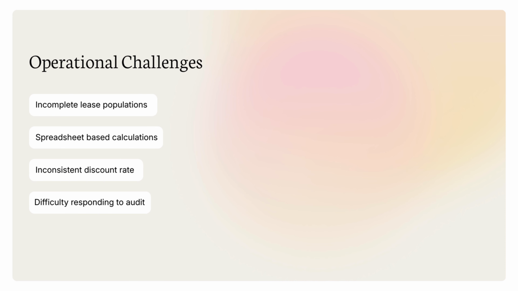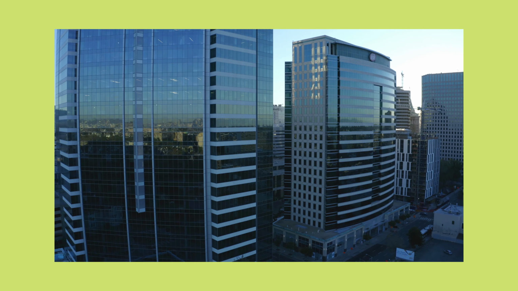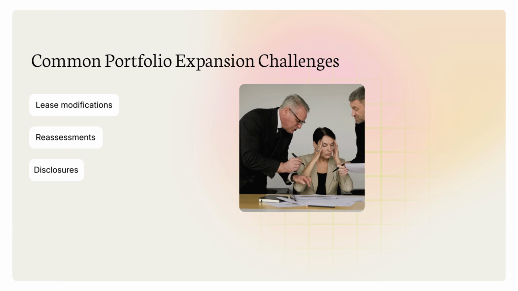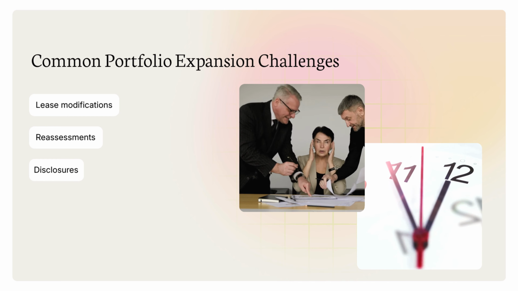Even companies that technically comply with ASC 842 often face operational challenges. These include incomplete lease populations, spreadsheet-based calculations, inconsistent discount rates, and difficulty responding to audit requests. As portfolios grow, managing lease modifications, reassessments, and disclosures manually becomes increasingly risky and time-consuming.